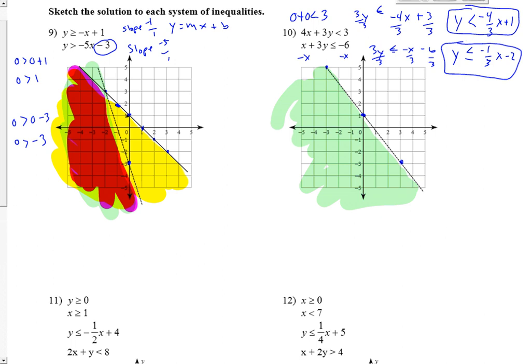graph the second equation. And with this second equation, my y-intercept is negative 2, so I'm going to go down to negative 2. Whoops. Need the pen. So negative 2. My slope is negative 1 over positive 3, so negative 1 and positive 3 is right there. And I could go positive 1 and negative 3, so up 1 and left 3. Now that one is a solid line.